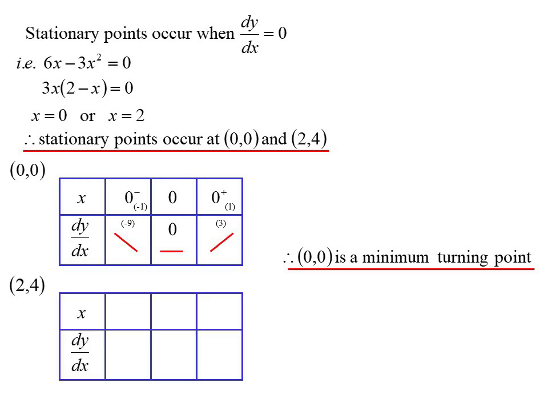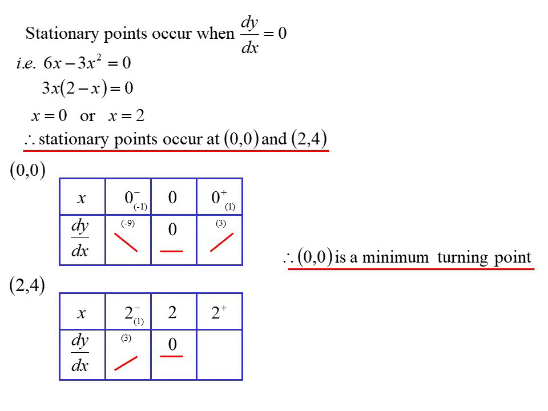2, 4, same deal. 2 goes in the middle. I know that's got a horizontal tangent there. I need to pick a point on the left-hand side, or the negative side of 2, and one on the right-hand side. Let's not waste time. I've already tested 1, so I may as well use that again for this one. So 1, there it is, going up.